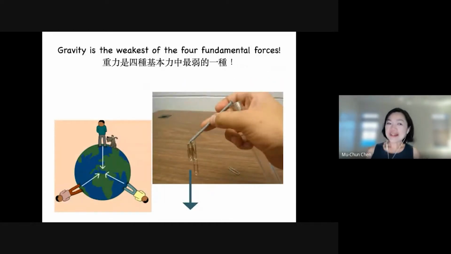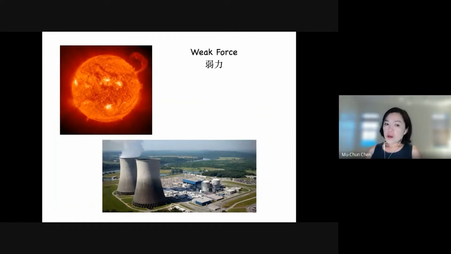Right. And given that, even though we experience gravity everywhere, gravity turns out to be the weakest of the 4 fundamental forces. All right. So we heard about neutrinos being produced due to the fusion reaction inside the sun. In fact, the weak force is the force responsible for the fusion reaction, which of course is inside the sun, but it is also the type of interaction that explains what takes place in the nuclear power reactor.